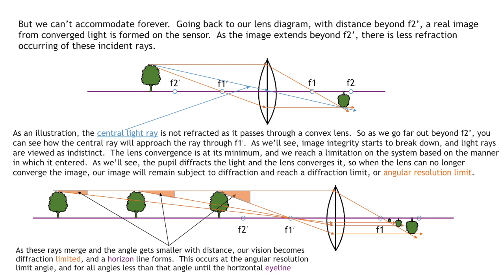So again, as these rays merge and the angle gets smaller with distance, our vision becomes diffraction limited and a horizon line forms. This occurs at the angular resolution limit angle and for all angles less than that angle until the horizontal eye line. So in other words, there's a certain angle at which an image won't be resolved, and any angle that gets smaller than that, you still just won't see it. You'll see it as though it were essentially a 0-degree angle. There will be nothing resolved at that point.